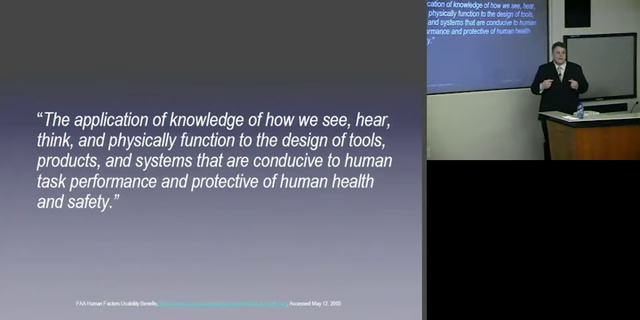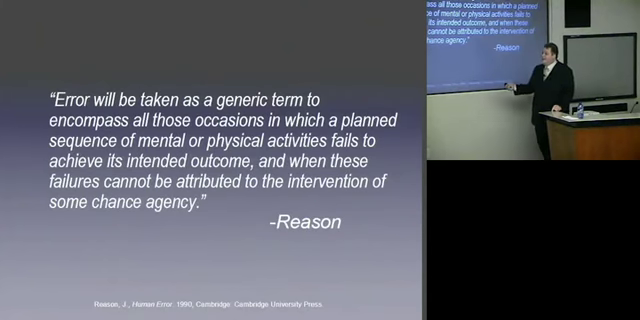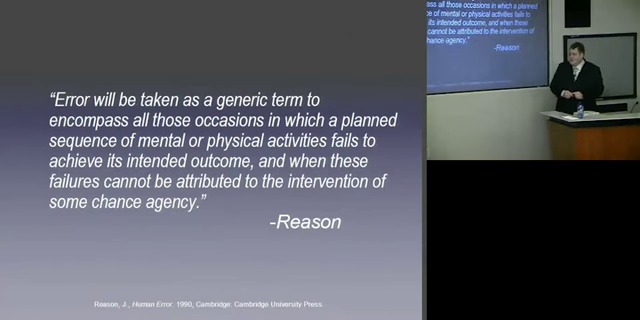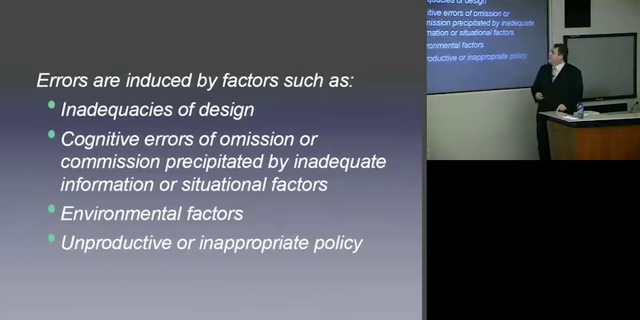Human factors engineers are usually trained in both psychology and engineering, and they look at the strengths and weaknesses of humans and the strengths and weaknesses of machines and try to build systems that take advantage of the strengths and minimize the weaknesses. Much of what they do is to try and mitigate error, and there are many different definitions of error. This is Jim Reason's definition. An unintended event that occurs for all sorts of different reasons.